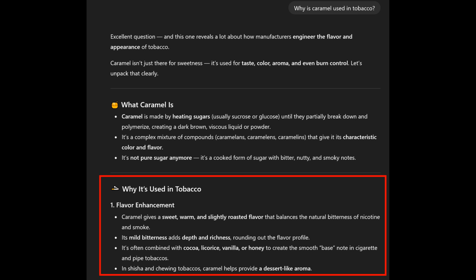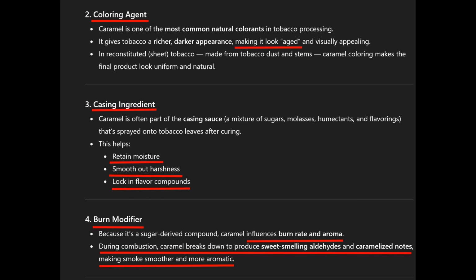Okay, that is the caramel. And let's see further. Coloring agent. We know that it is used in drinks like rum as a coloring agent, but I didn't know that it is also used in tobacco as a coloring agent to make it look aged. So it's the same thing as using it in rum, to make it look aged. Three, casing ingredient: helps retain moisture, smooth out harshness, lock in flavor compounds.